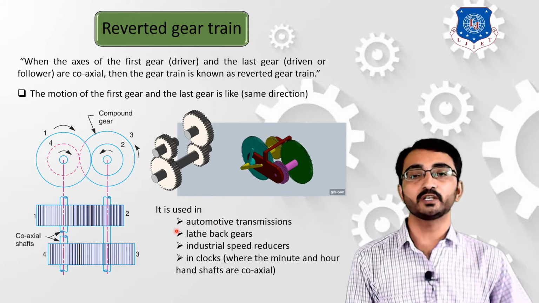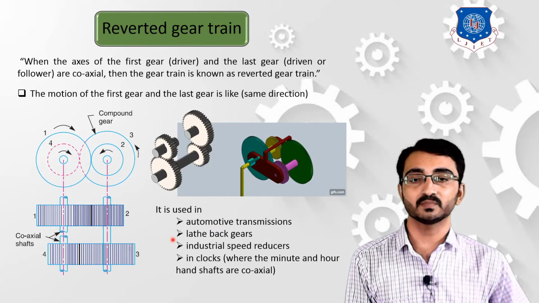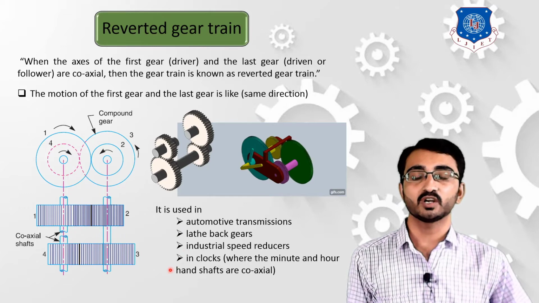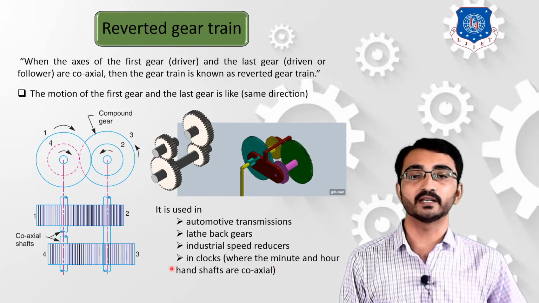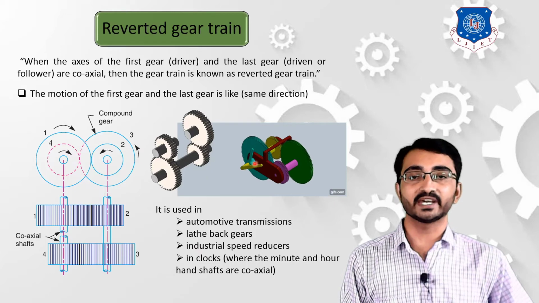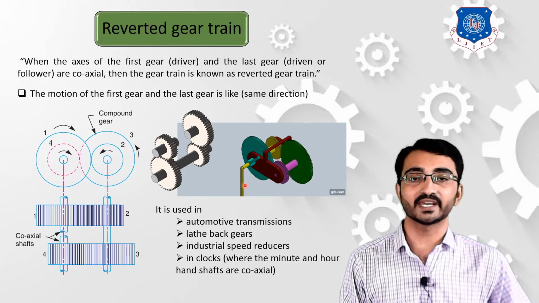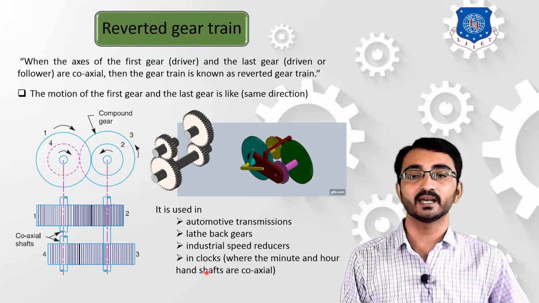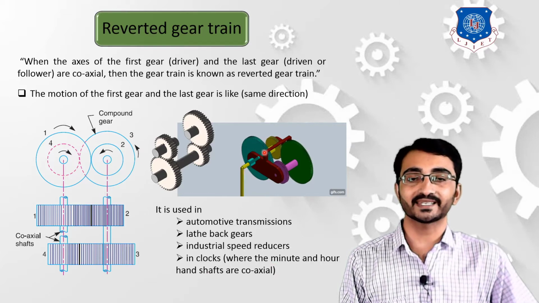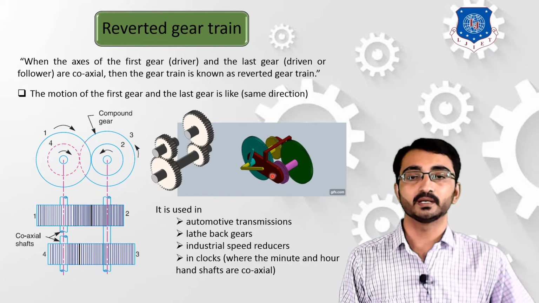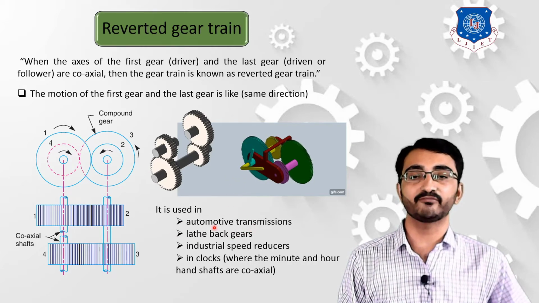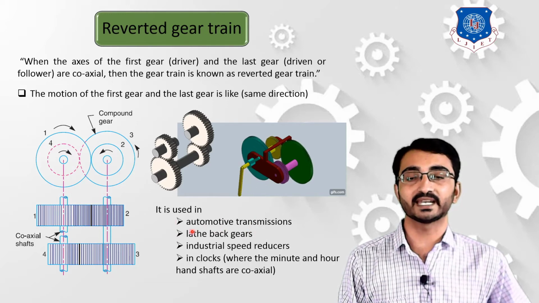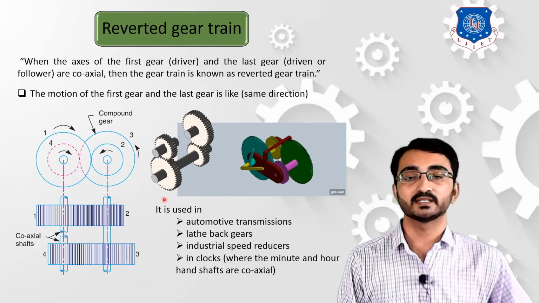They are mainly used in automotive transmission systems, lathe machines, in industrial speed reducers, or we can refer to this example in a clock. As we are aware, in a clock, your minute hand and hour hand both are moving in the same direction, in a clockwise direction, but the speed of minute hand and hour hand is different. That can be achieved with the help of this arrangement. Similarly, in automobiles, in a gearbox, we can obtain different speeds on a same line of axis, which is also obtained with the help of this type of assembly.